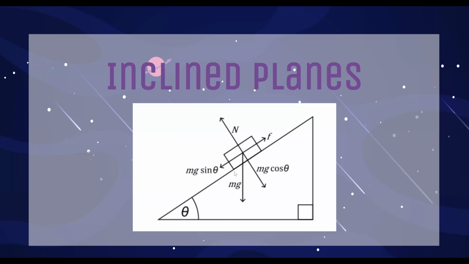Okay, so mg sine theta, I usually refer to it as F_G parallel, and F_G parallel is basically F sub G with two vertical bars. That means that it's the force of gravity that acts parallel to the inclined plane we're talking about.